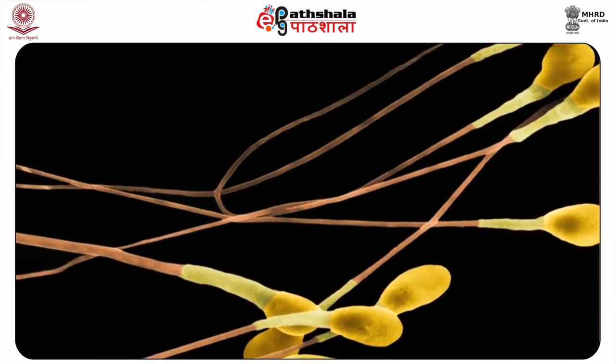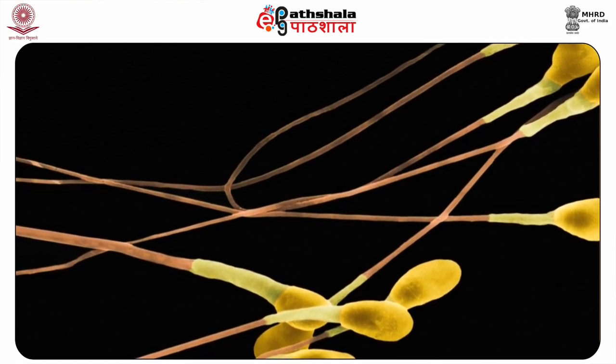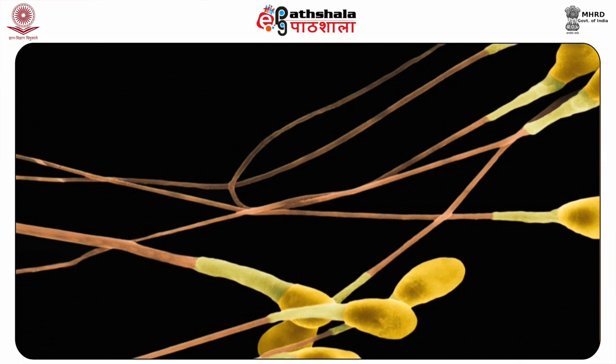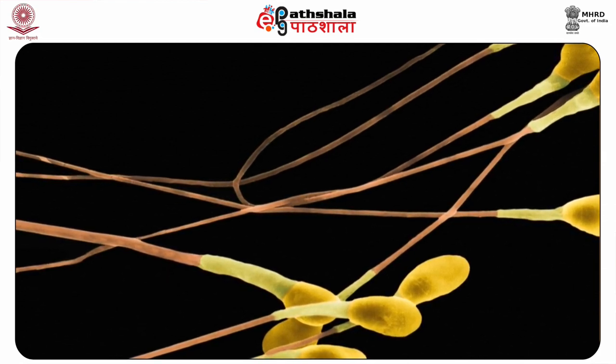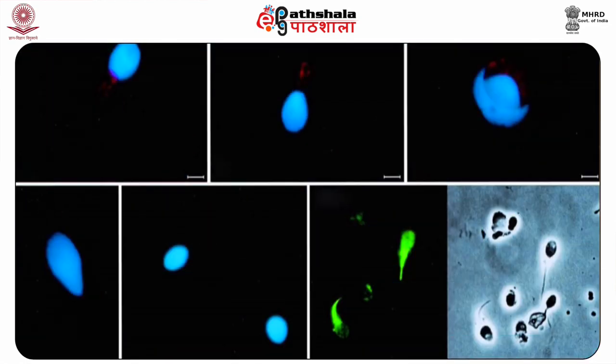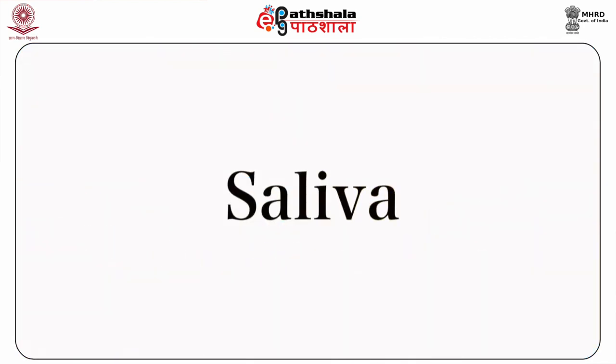For example, motile sperms can be obtained from the vaginal swabs of a victim within 6 to 28 hours of the assault. However, non-motile sperms, which are devoid of flagella, can be obtained for up to 10 days in the vaginal cavity in certain cases. Now, we move on to saliva.